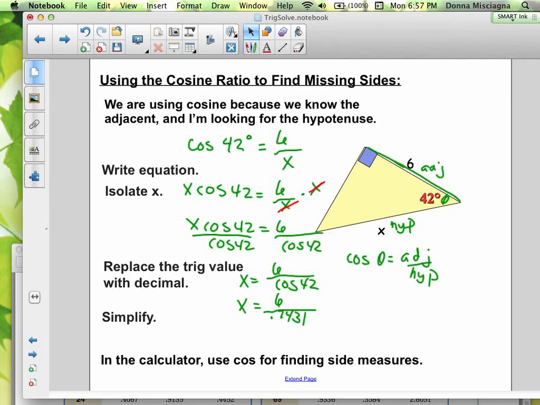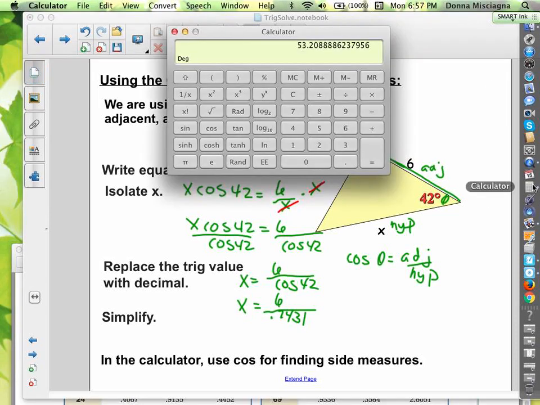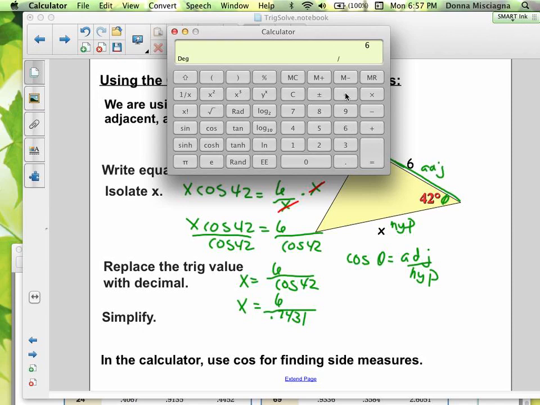So now we can use the calculator to find the length of the hypotenuse. And we're obviously going to get something larger than 6. First of all, because it's the largest side of the triangle, and second of all, if you divide 6 by something that's between 0 and 1, you're going to get a greater value. I'm dividing it by smaller pieces. So we have 6 divided by 0.7431, and that is 8.0742. Oh, excuse me, 3, but round up. So it's 8.0743.